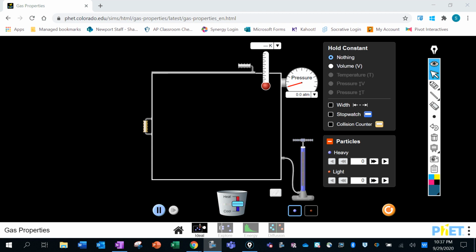All right, welcome. In this video, we're going to talk through a couple of the important gas variable relationships that we looked at in class. And I like using this PhET simulation to help explain what is going on. So let's get this started by adding some particles to our mixture.